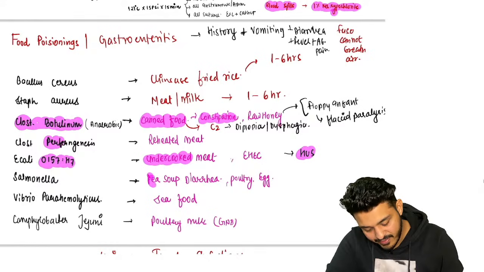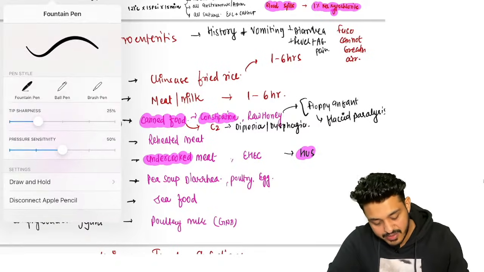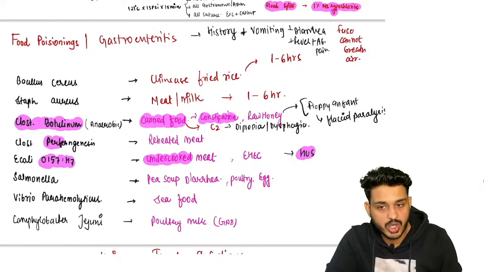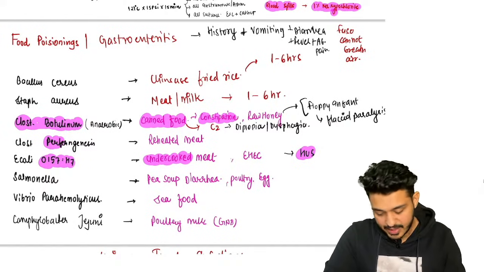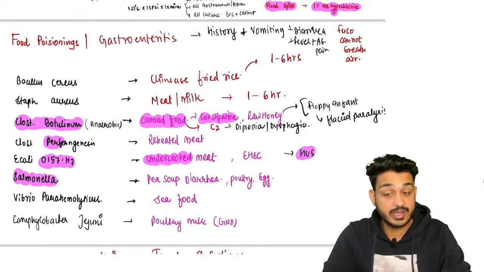Salmonella patients will have what? Pea soup diarrhea. It can be associated with poultry, with eggs, right? And this is due to dirty water also. This is going to be Salmonella. It is a recent topic, right? A current situation, they can ask you in the examination.